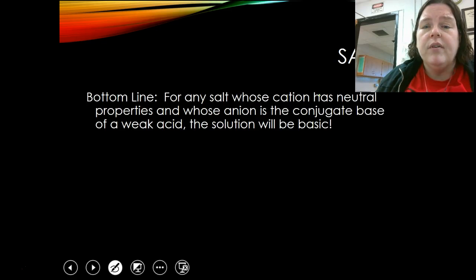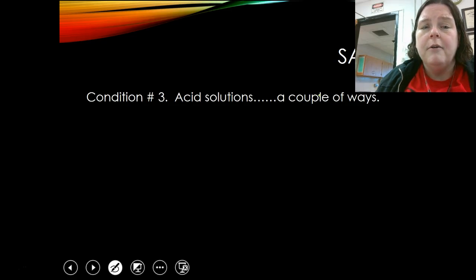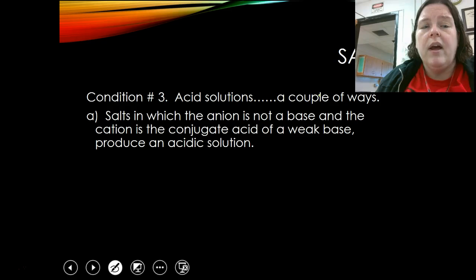All right, so bottom line, for any salt whose cation is neutral and whose anion is a conjugate base of a weak acid, the solution will be basic. So for acidic solutions, there are a couple of ways. Salts in which the anion is not a base and the cation is a conjugate acid of a weak base produce acidic solutions. So the opposite is true.